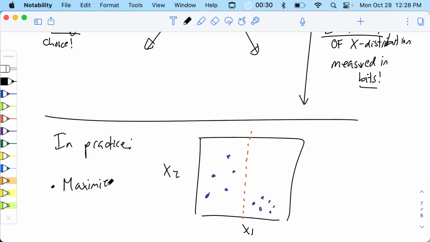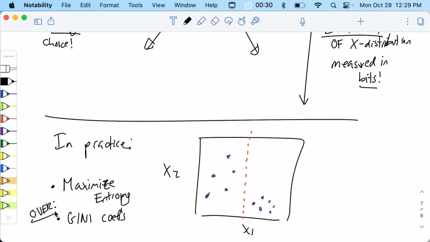Maximize entropy. There's another coefficient people use sometimes called the Gini coefficient. That's another alternative, but same kind of idea. Try to get as much information as you can by asking questions that are right in the middle.